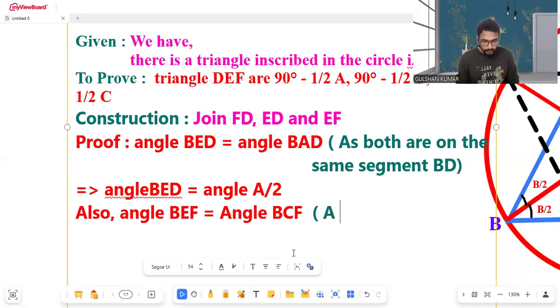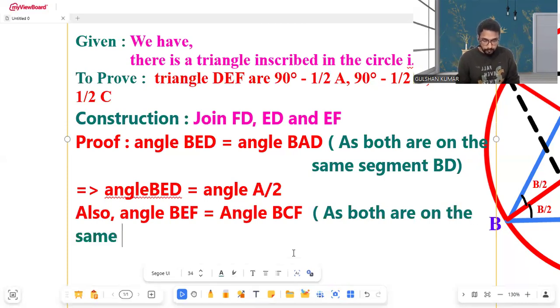So what is the reason behind it? As both are on the same segment FB. Okay, here it is clear.